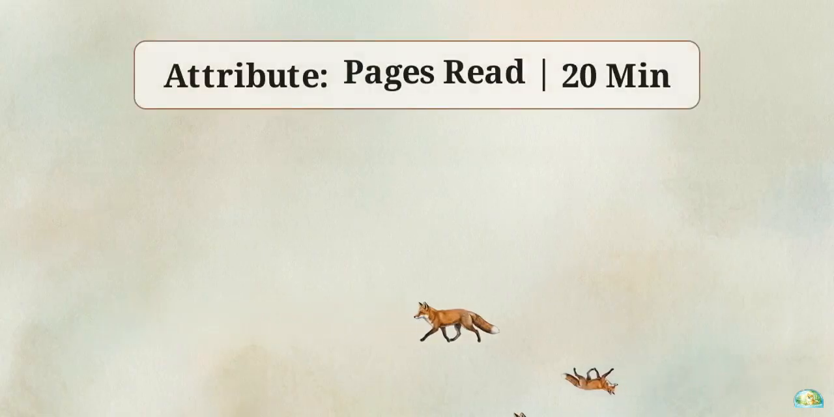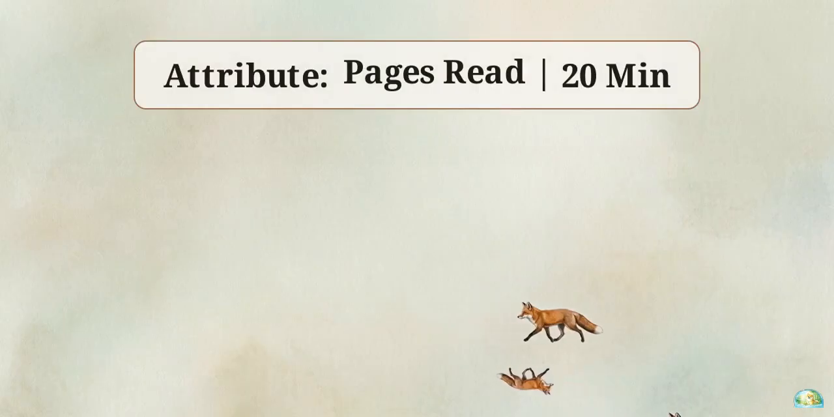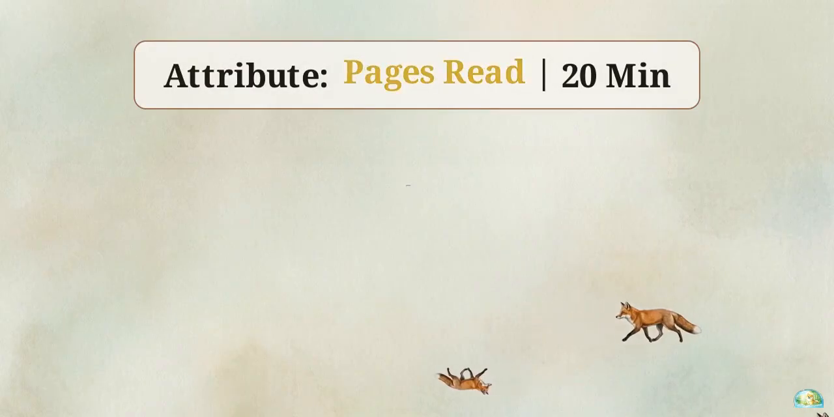Here is a forest trail where we're tracking some readers. Our problem states, a dataset gives the number of pages each student read in 20 minutes. Our job is to determine the nature of the attribute. The first step is to isolate exactly what we are looking for. In this case, the attribute is the pages read.